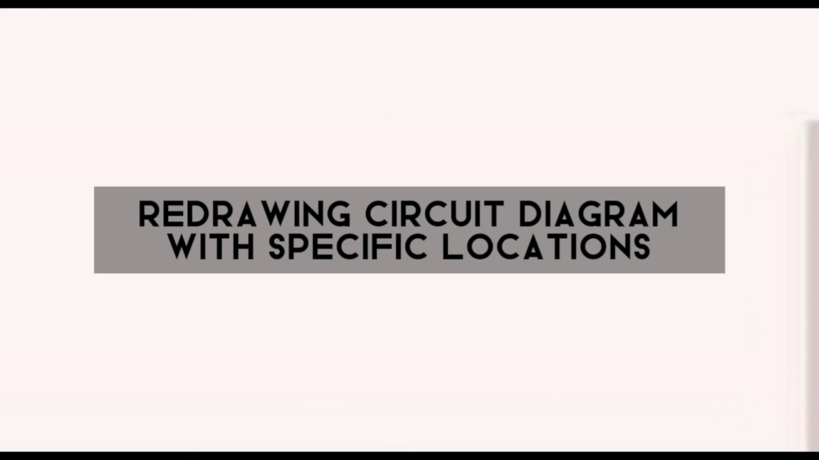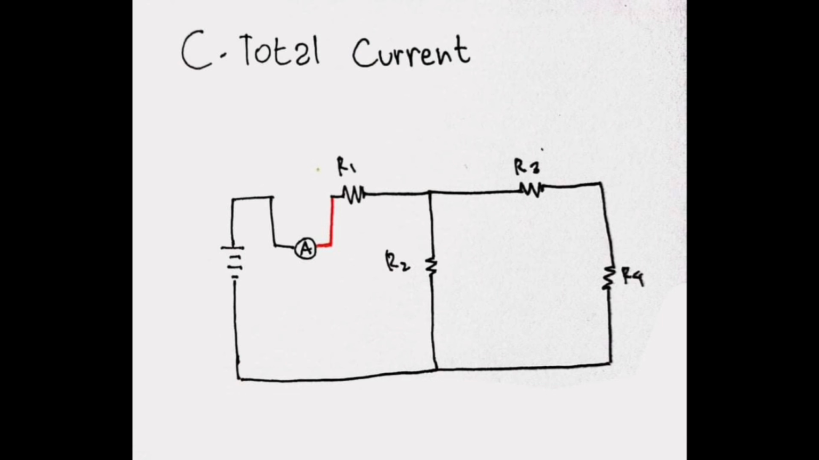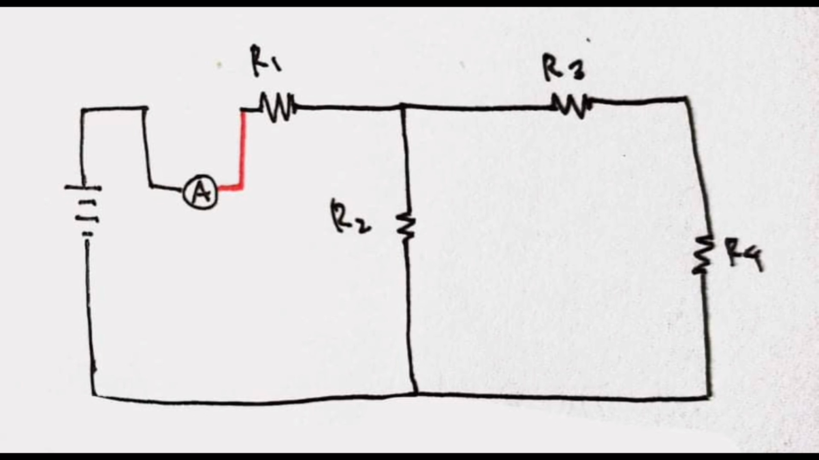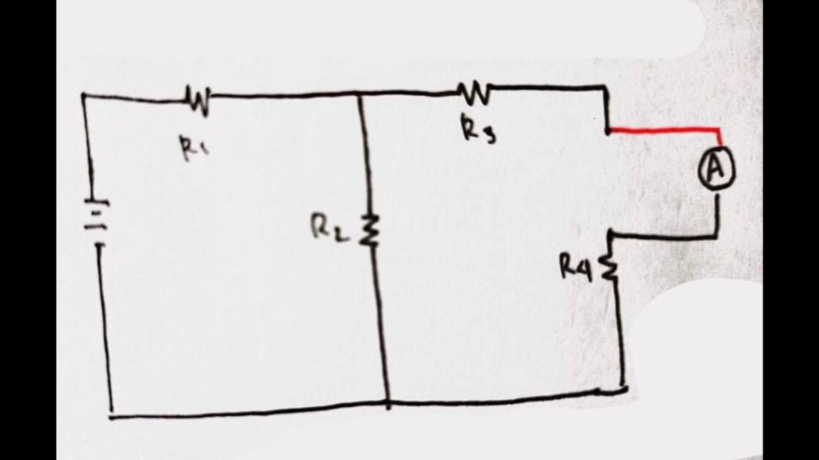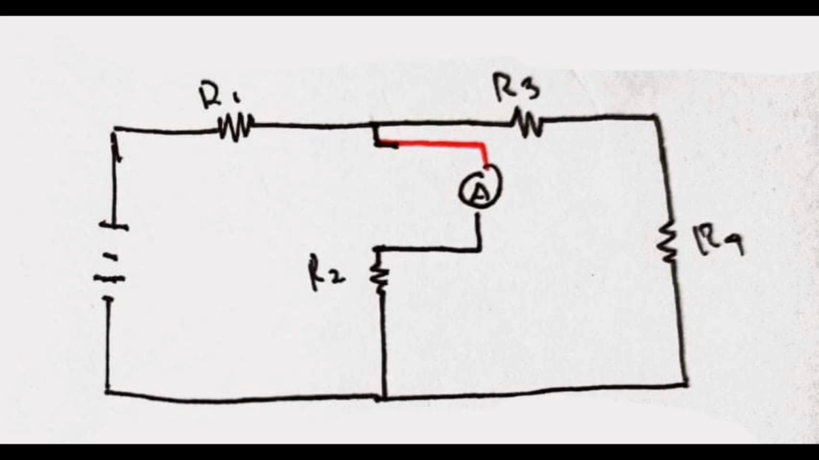For the other redrawn series parallel circuit program, here is the diagram with the specific location of the ammeter for resistance 1, resistance 2, resistance 3, and resistance 4.